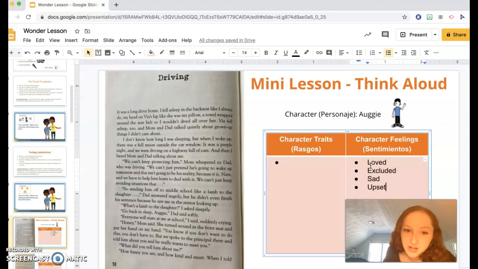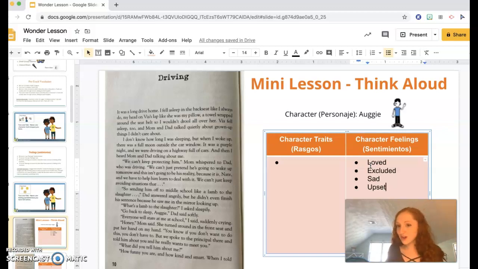"Honey," Mom said. She turned around in the front seat and put her hand on my hand. "You know if you don't want to do this, you don't have to, but we spoke to the principal there and told him about you, and he really wants to meet you." "What did you tell him about me?" "How funny you are, how kind and smart."